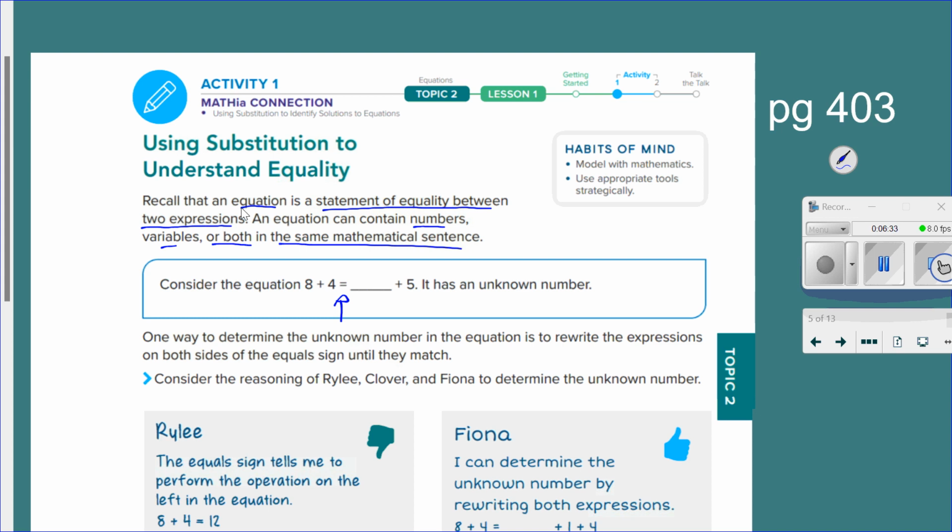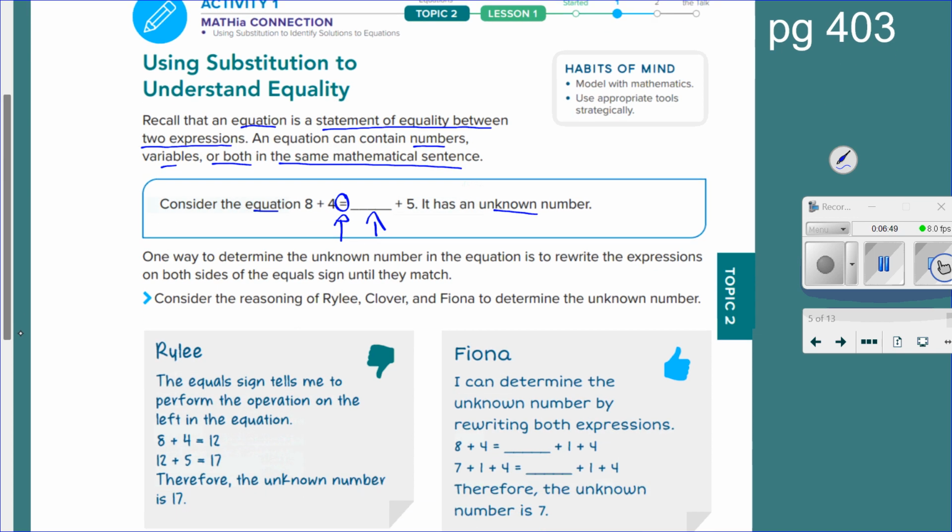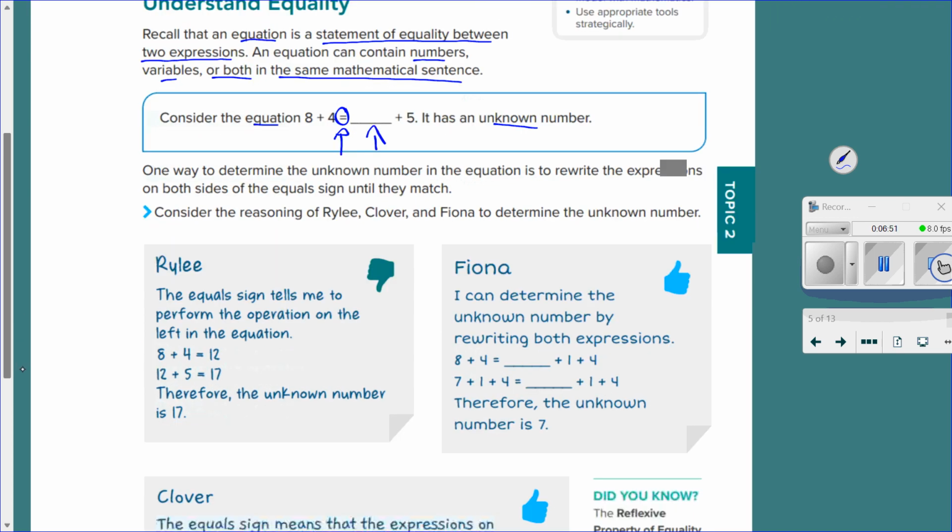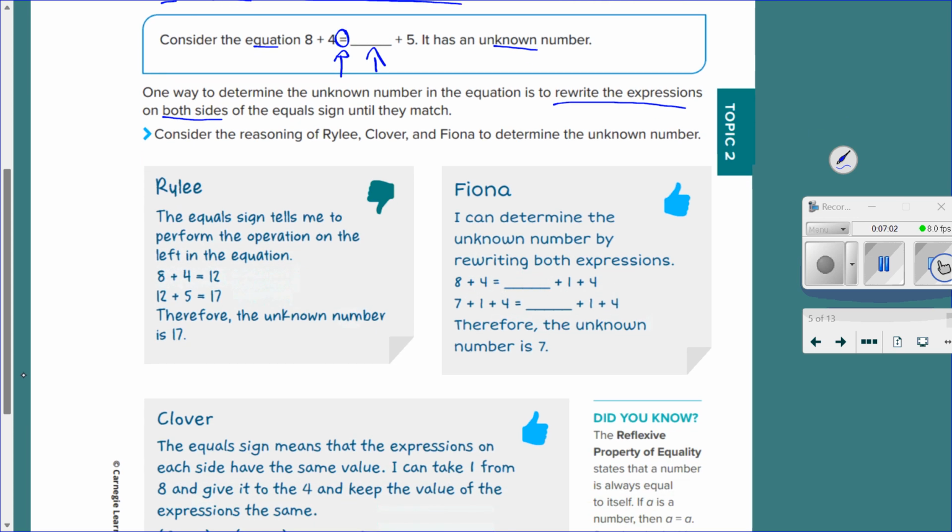Okay? So if I have the equation, and we know it's an equation because it has the equal sign, a plus 4 equals something plus 5, we have an unknown number here, right? A lot of times we'll use a variable. We can also use a blank to show it. Right now, we're going to start with the blanks. Later on, we'll get back into the variables. One way to determine the unknown number is to rewrite the expressions on both sides of the equal sign until they match. There's 3 different examples here of students who are trying to figure out what goes in that blank.